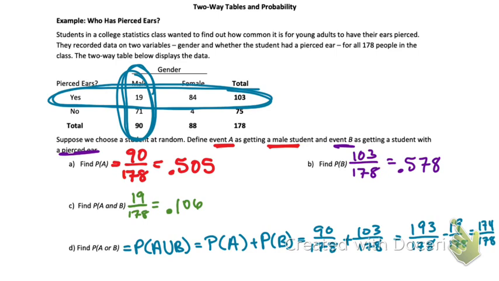Do you guys see any other way I could have gotten to that answer? Subtract the 4. That's what I did. Subtract the only people that were not included in this particular example, which were the girls that don't have their ears pierced. Okay? Very good.